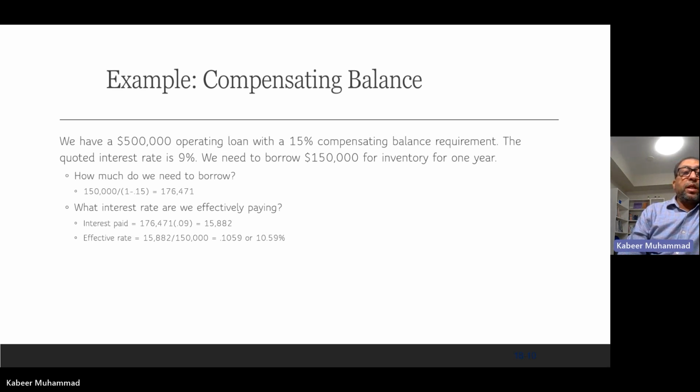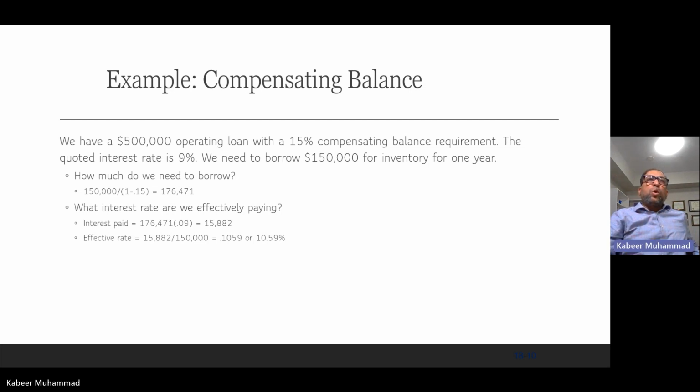Now, for example, the bank is offering a 500,000 operating loan with a 15% compensating balance requirement. The compensating balance requirement means that you borrow in such a way that 15% must be kept in the bank account. The quoted interest rate is 9%. We need to borrow 150.